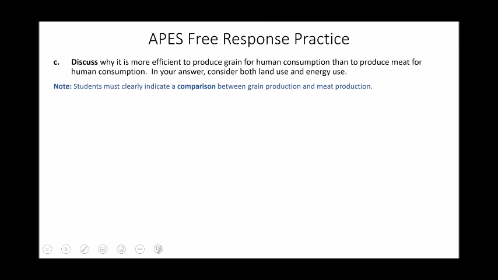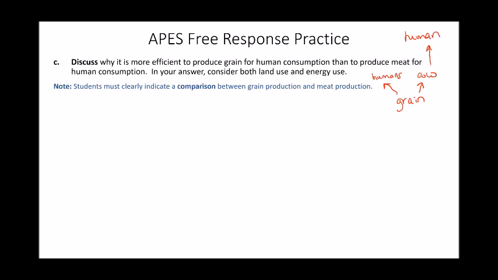All right, so let's look at the discussion part. Discuss why it's more efficient to produce grain for human consumption than to produce meat for human consumption. And then we got to consider land and energy use. But before we do that, let's look at this problem from a food chain perspective. In both cases, we're starting with grain production. In one case, this grain is going to go directly to humans. And in the other example, it's going to go to some other animal: chicken, cow, fish, turkey, however you want to say it. We'll use a cow for this example. And then that meat is going to be used for human consumption.